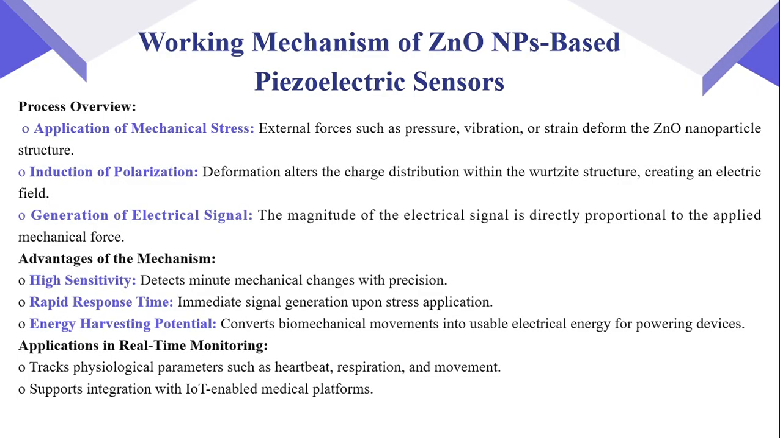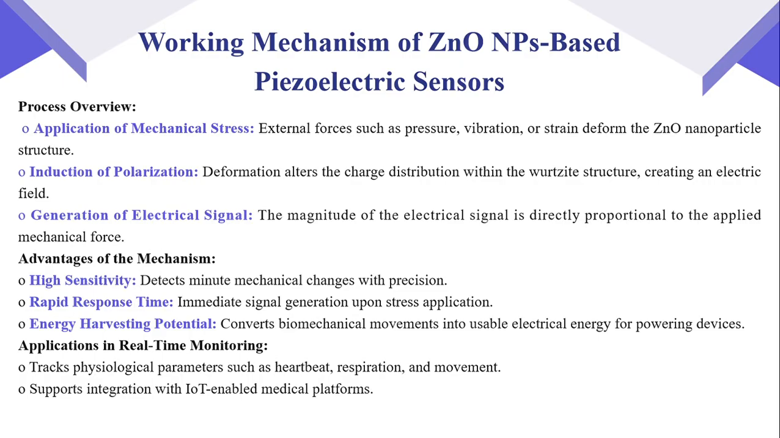Next, here is the working mechanism. The working mechanism of zinc oxide nanoparticles mainly involves the following process. The process overview includes the application of mechanical stress, external forces like pressure, vibration, strain that deform the zinc oxide nanoparticle structure, induction of polarization, where deformation changes the charge distribution within the structure, creating an electric field, and the generation of an electrical signal, the magnitude of which is directly proportional to the applied mechanical force.